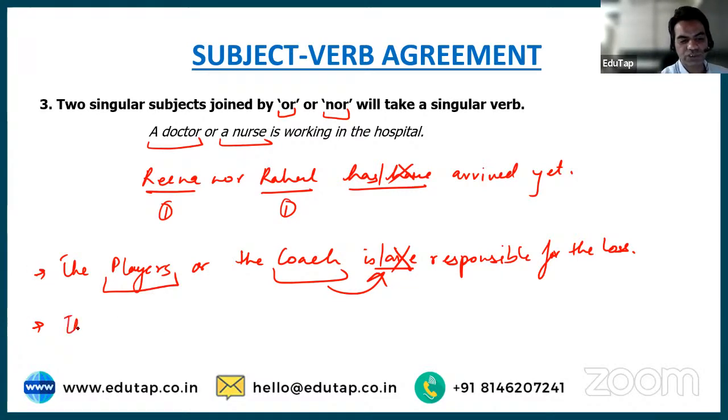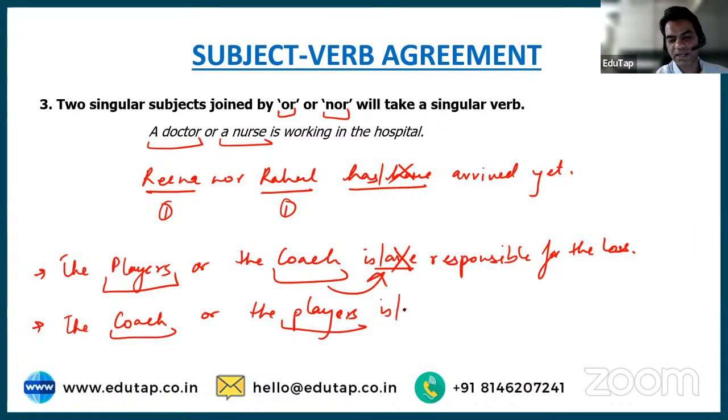If I interchange the positions of both the nouns, if I had said the coach or the players, what should be the correct verb, guys? The coach or the players is responsible or are responsible for the loss. Now, what do you think? I want all of you to answer. Yes, Vic, Balaji, Diya, Roshan, Indu, Uttam, Nekta, Siddharth. I want all of you to participate, guys. Let's make this session receptive.